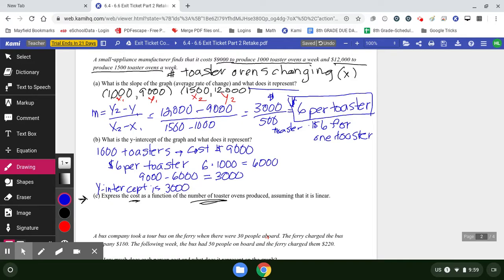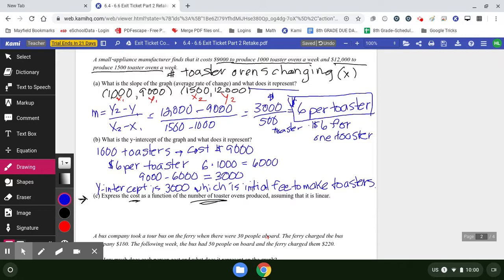And what does that represent? Well, it's going to represent the fee to produce toasters. We can put this anyway. We can say it is initial fee, one-time fee, to make the toaster or toaster ovens.